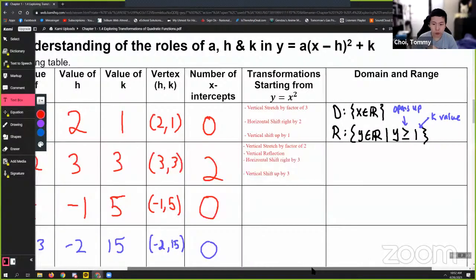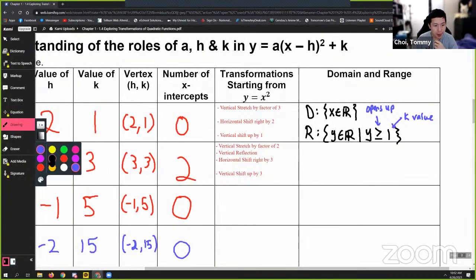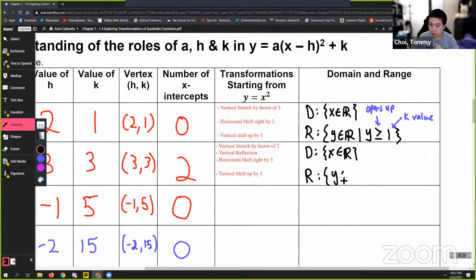Now domain and range. Domain stays the same. There is no restriction on X for a quadratic. The range, there is a restriction. This time it opened down, so it's less than or equal to, and then the K value.